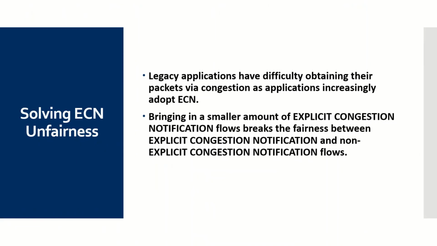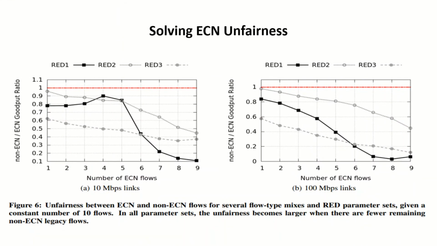Legacy applications have difficulty obtaining their packets via congestion, as applications increasingly adopt explicit congestion notification. Bringing in a similar amount of explicit congestion notification flows breaks the fairness between explicit congestion notification and non-explicit congestion notification flows. Figure 6 shows how non-explicit congestion notification flows impact the other packets. Unfairness becomes larger when there are fewer remaining non-explicit congestion notification and legacy flows.